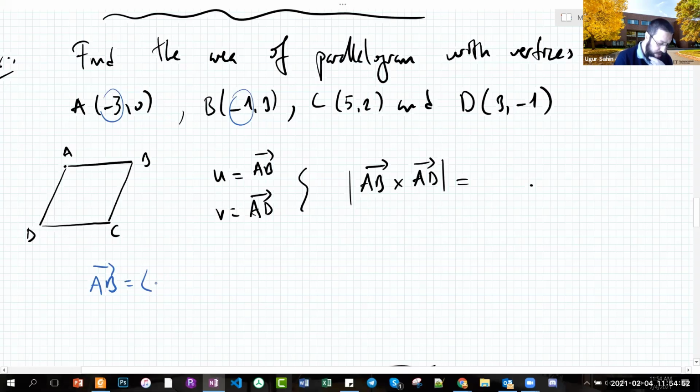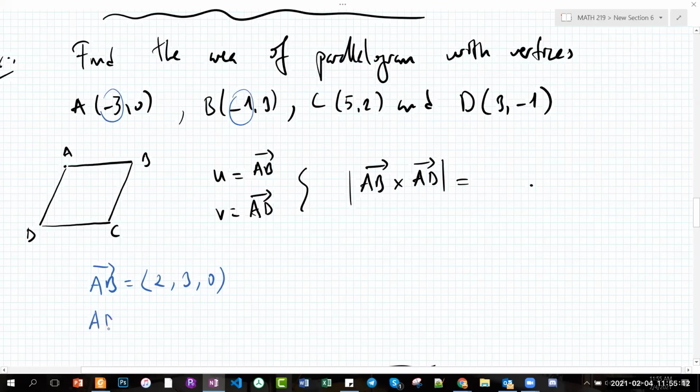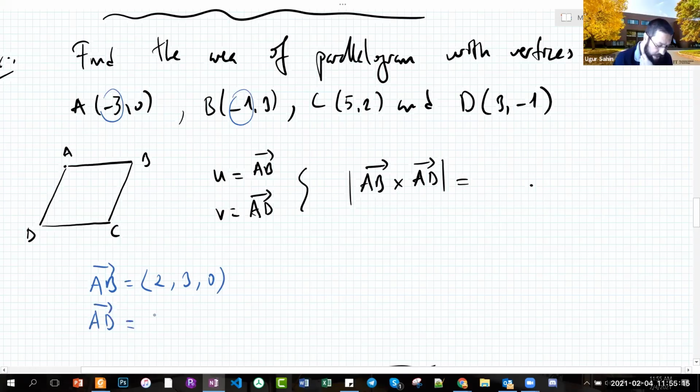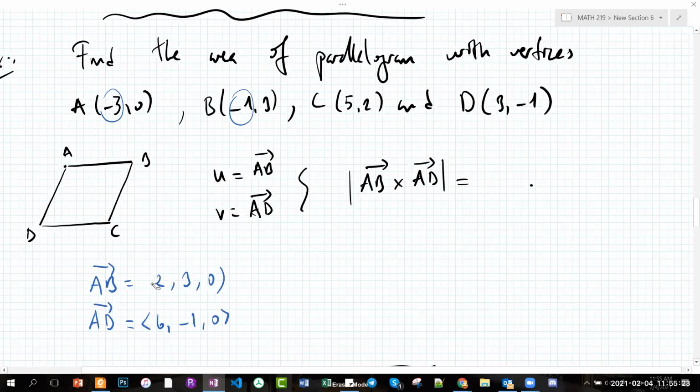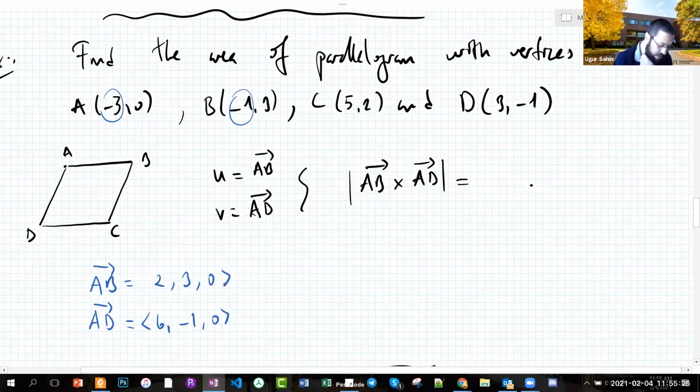-1, -3, it is going to be -3. It's going to be 2. And 2, 3, 0. Right? That's what I got. Yep. Perfect. AD is going to be 6, -1, 0, right? Yep. Exactly. Since they are in the same plane, of course, that's why the third component is 0.